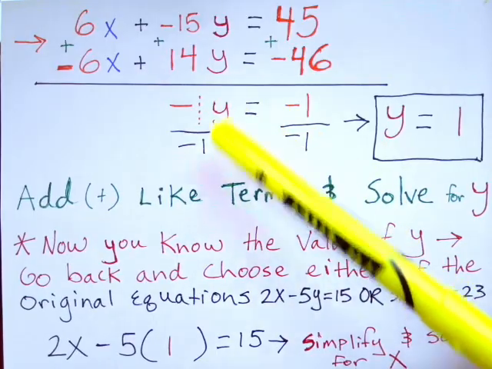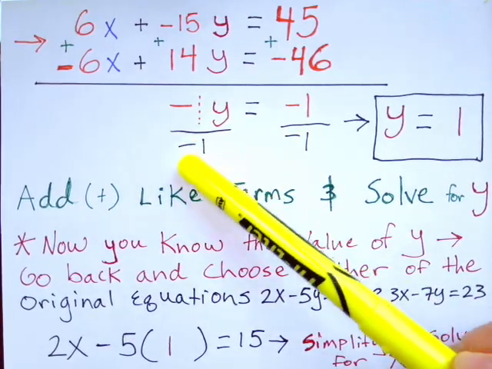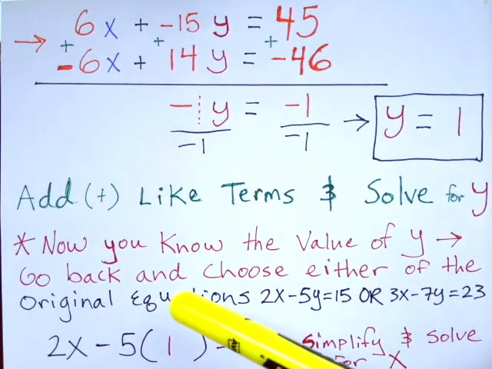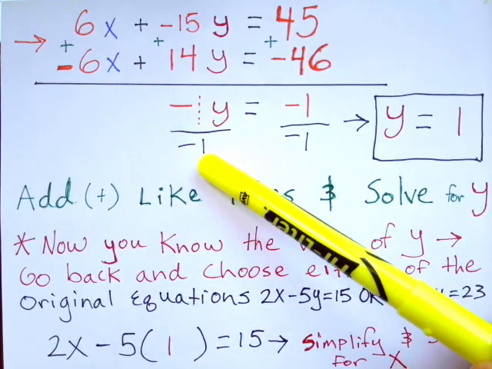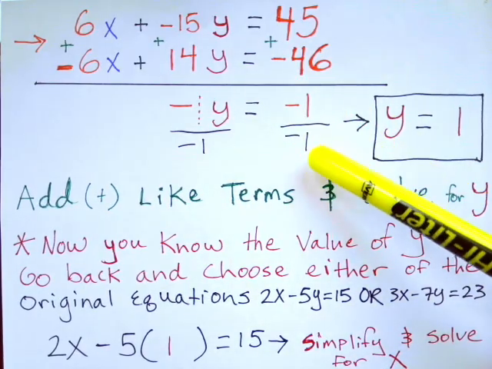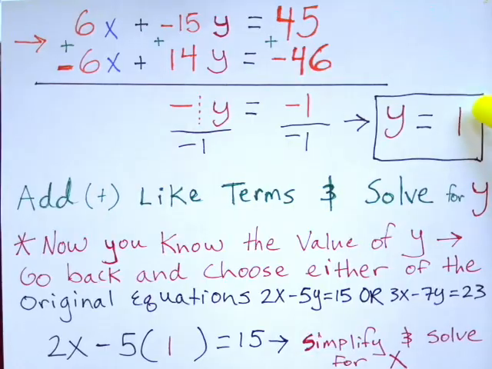I want to get y all by itself. I will divide negative 1 to both sides. This is my invisible 1. Negative 1 over negative 1 is a positive 1y. Equals negative 1 divided by a negative 1 is a positive 1. So now I know the value of y.